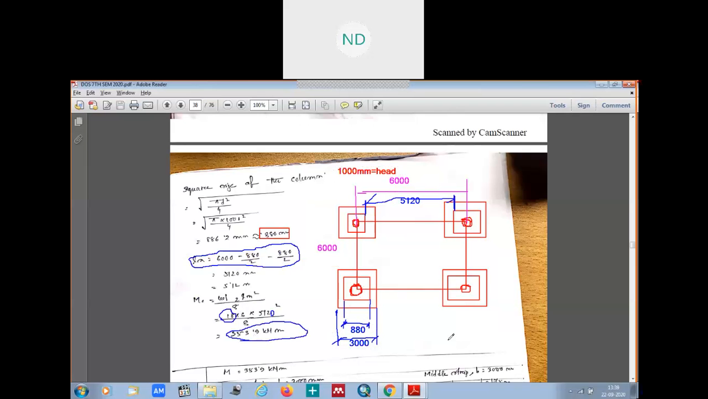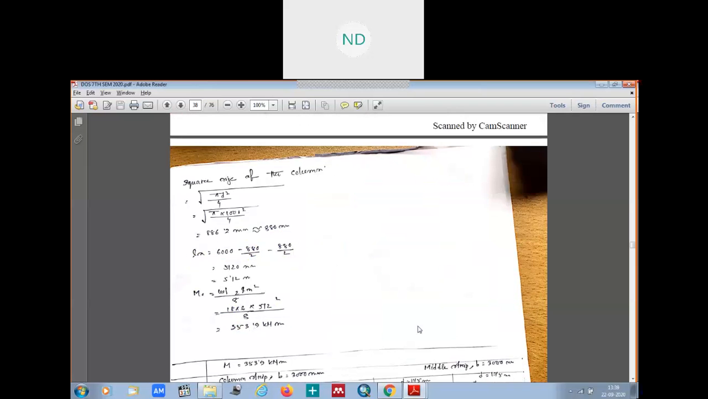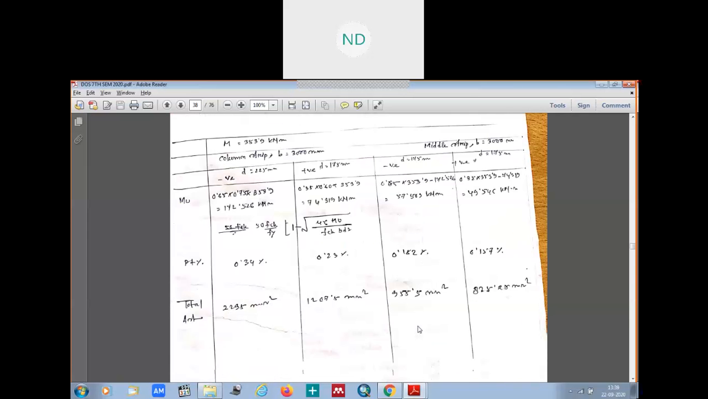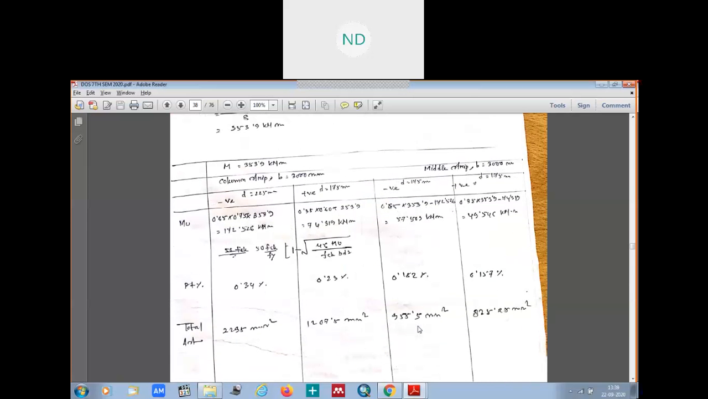So now if we go to the next step and remove all this, once we know the moment, we can calculate our reinforcement. How much total area of reinforcement is to be provided? We already know the moment. There is no longer span or shorter span in this particular question. Width of the column strip we have calculated to be 3,000. Middle strip is also 3,000.